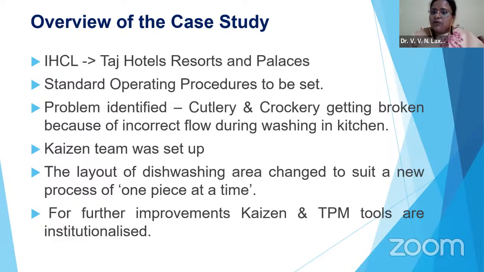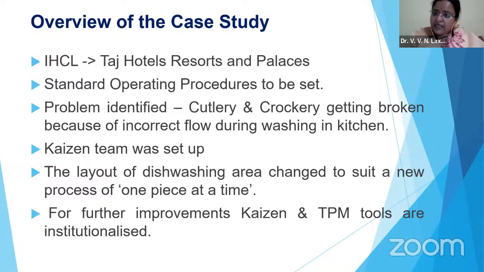To come out of this particular situation, Taj people have come up with a solution. They have organized a Kaizen team. That is, whoever the chefs were, three or four chefs at that particular point of time, they organized them into a team and requested them to go through, or rather to study, those processes.